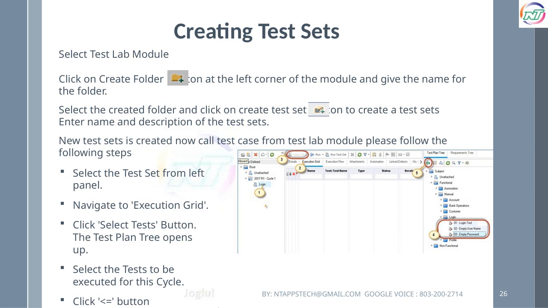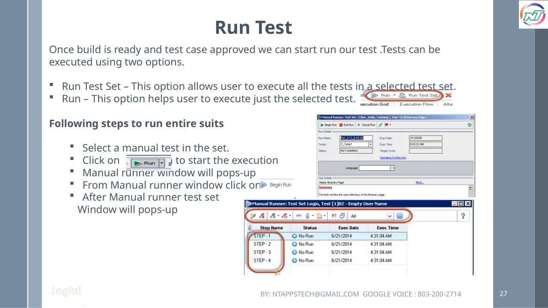Once the test set is created, you'll want to call test cases from the Test Lab. To do that, select your newly created test set from the left panel. Next, go to the Execution Grid tab for that test set. Click the Select Test button, which will open up the test plan tree. From there, select the specific tests you want to include for this cycle and click the Less Than Equal To button to add them to your test set. Following these steps helps organize and prepare your test cases for execution. Now let's move on to the next slide.